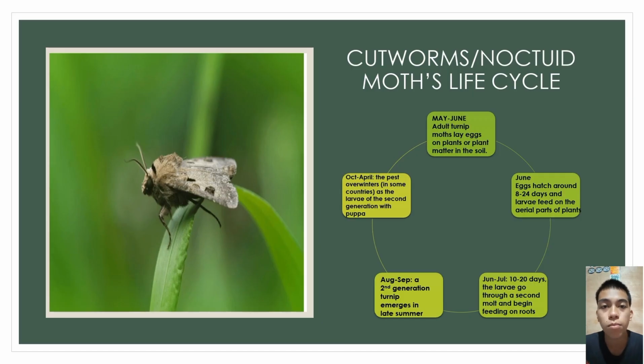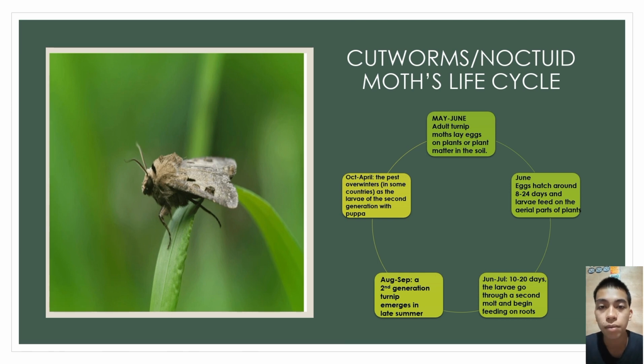Cutworms or noctuid moths: life cycle and crop damage. By May and June, adult turnip moths lay eggs on the plants or on plant matter in the soil. By June, eggs hatch in around 8 to 24 days depending on temperature, and larvae feed on the aerial parts of plants. By late June and July, following a further 10 to 20 days, the larvae go through a second molt and begin feeding on roots below ground.